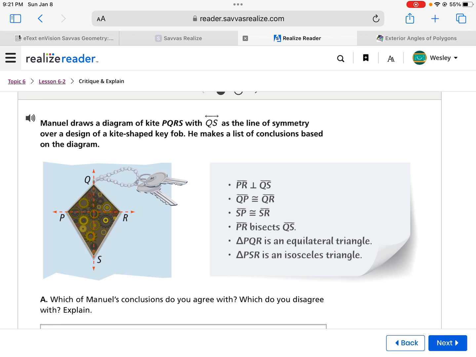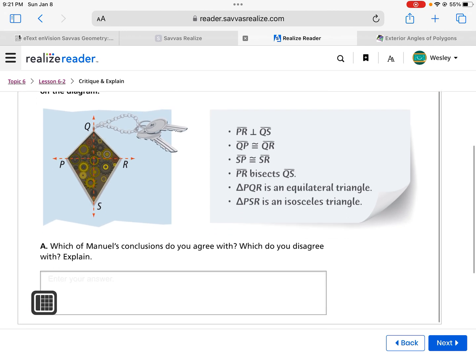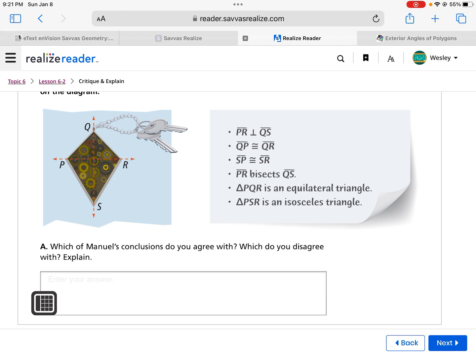And he also found out that PR bisects QS. That means it cuts it into equal pieces. And he says that triangle PQR is an equilateral triangle, and he says triangle PSR is an isosceles triangle. Well, some of these are right, and some of these aren't quite so right, okay? So which of these conclusions do you agree with? Which do you disagree with?